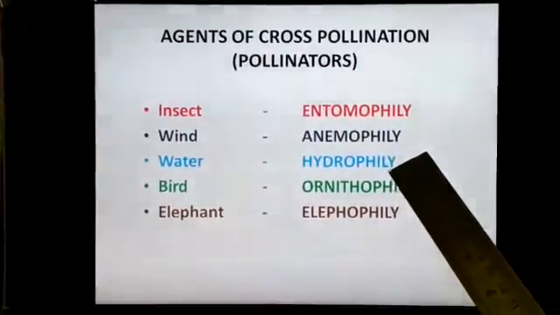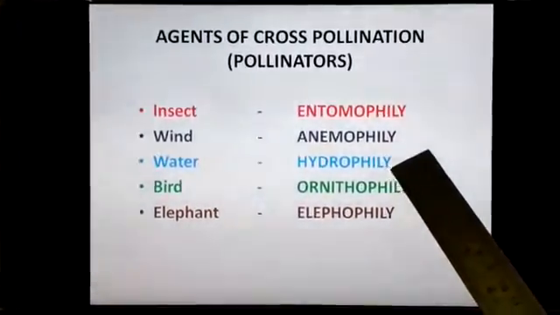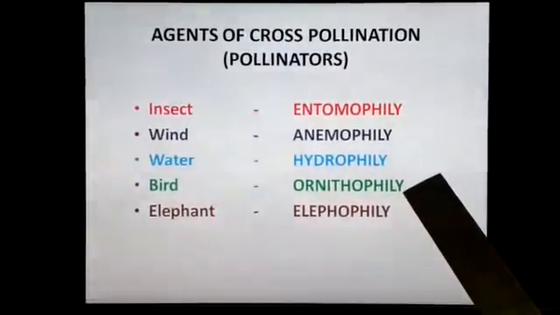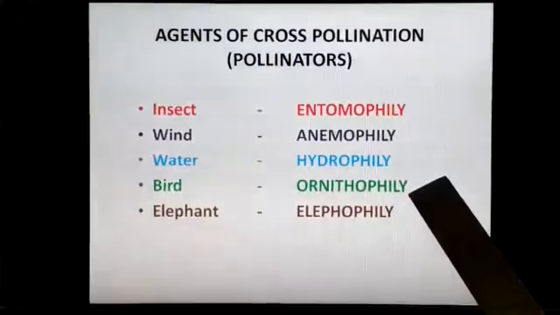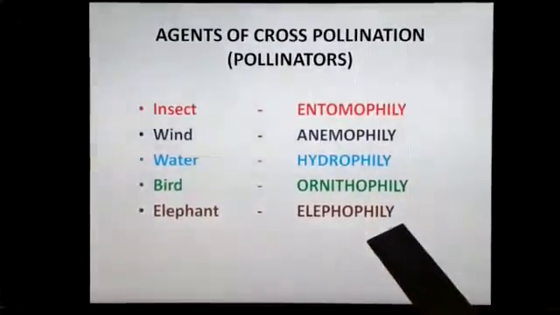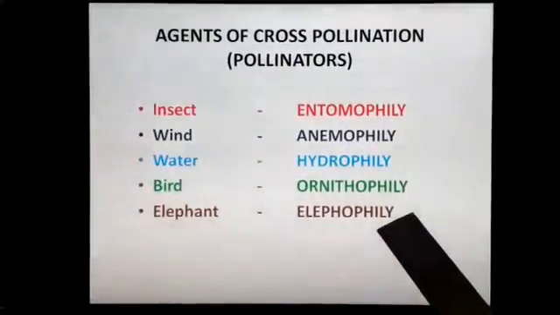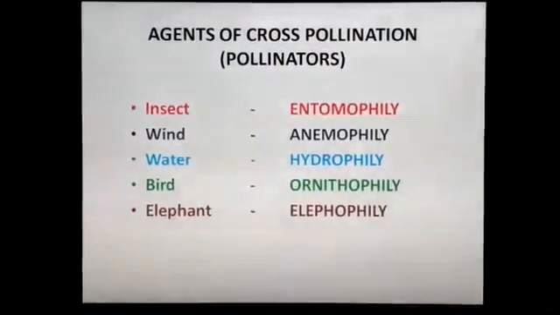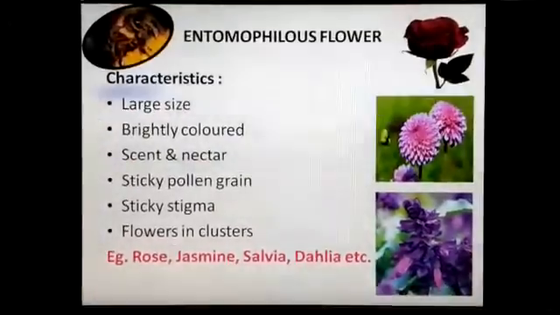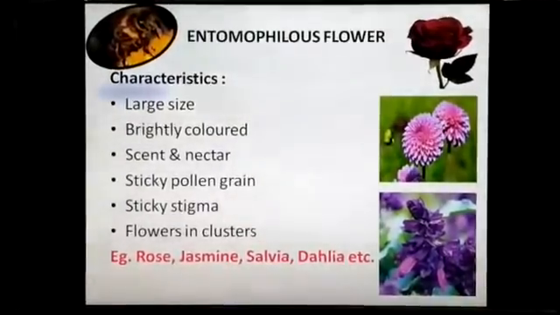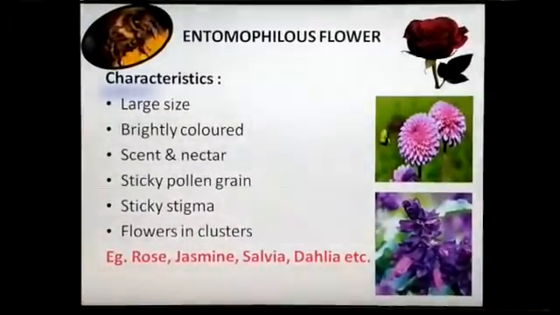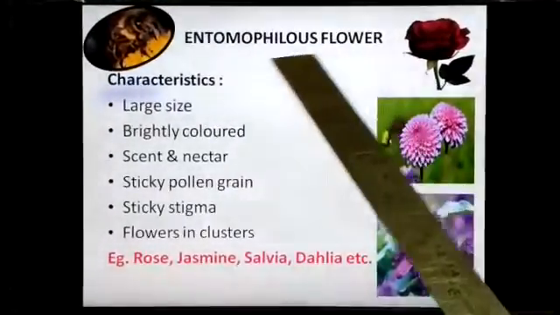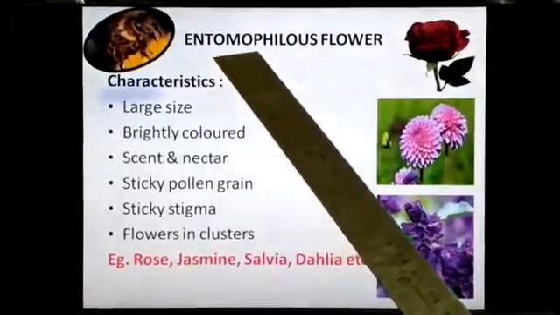When water is the pollinator, it is termed as hydrophily. When pollination is carried out by birds, it is termed as ornithophily. And when it is carried out by elephants, the pollination is termed as elephophily. Let's discuss here some characteristics of entomophilous flower. Entomophilous, flower in which pollination is carried out by insects.